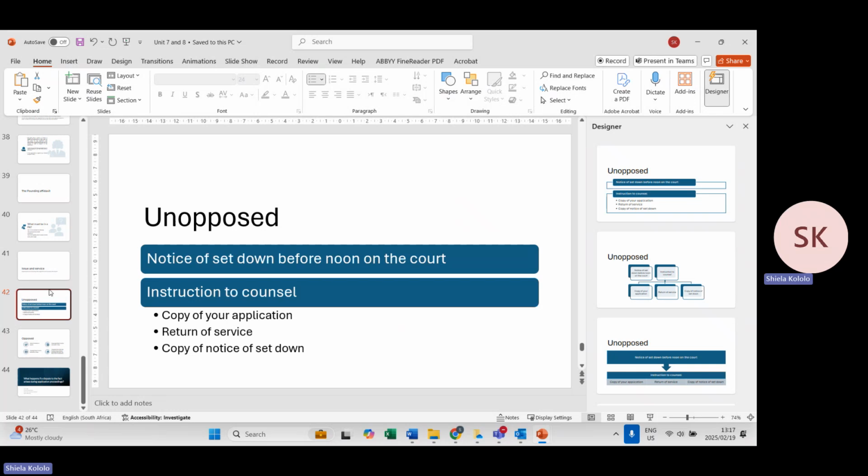So automatically you are also going to do a notice of set down, and your matter must be set down before noon of the preceding court date. It's always before noon of the preceding court date. And then obviously, because the matter is now set down, you would need to instruct counsel. And what should be in your instruction to counsel bundle? You have to include your copy of your application, your return of service, as well as a copy of the notice of set down. That's about it for your ex parte.